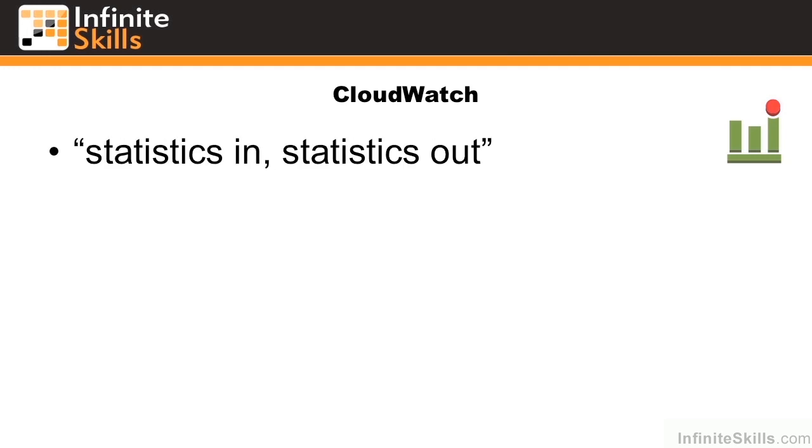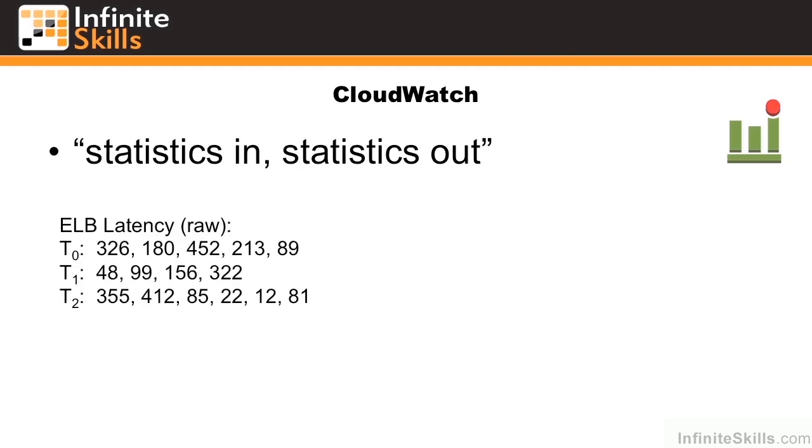CloudWatch is statistics in and statistics out. And what I mean by that is if we look at our raw data coming from our ELB, let's say that every 5 seconds we have data that looks like this. We see that the ELB latency for one request was 326 milliseconds. The next request was 180 milliseconds. The next request was 452, and so on. 5 seconds later, we see that this number of requests came in with this number of millisecond latency. And 5 seconds after that, we see these numbers come in.